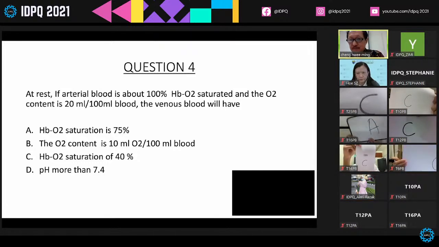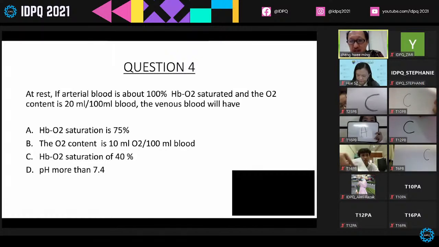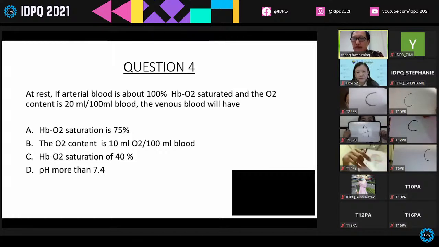Okay, time's up. Okay, the correct answer is A. The hemoglobin oxygen saturation is 75%. So team 25, incorrect. Team 10, incorrect. Team 16, A is correct. Team 12, incorrect. Team 14, incorrect. And team 6 is C, incorrect.